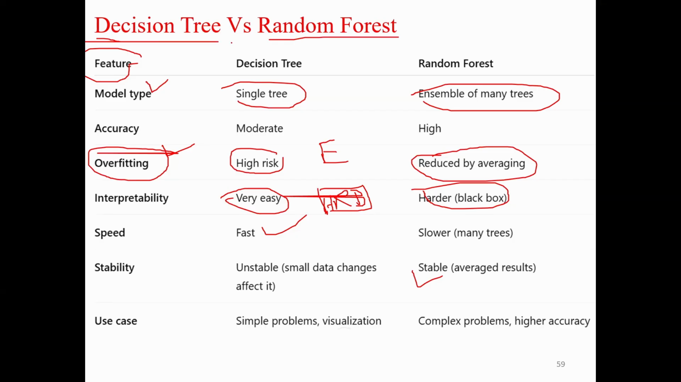I already told you that decision tree has two ways. One is called the entropy base. One is called the Bayes function, Bayes theorem. Similarly, I'm going to random forest also.